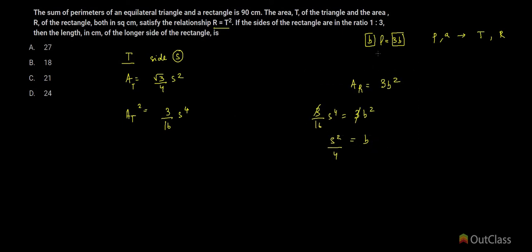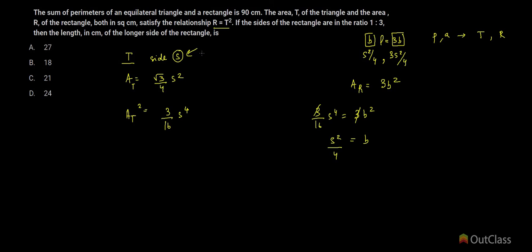So I'm going to take the dimensions as S²/4 is the breadth and the length is 3 times of that, 3S²/4. These are the dimensions of the rectangle using the same variable that I defined for the triangle. What I did was I substituted B in terms of S. So I don't need B anymore. I have modeled everything in terms of one variable.